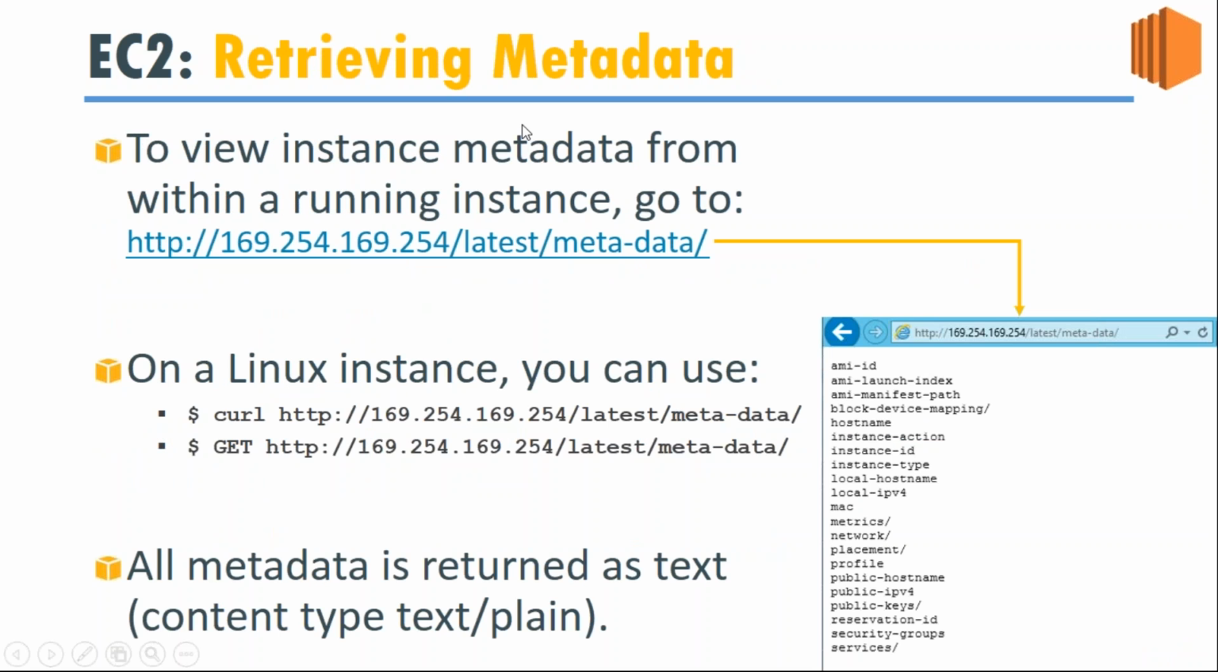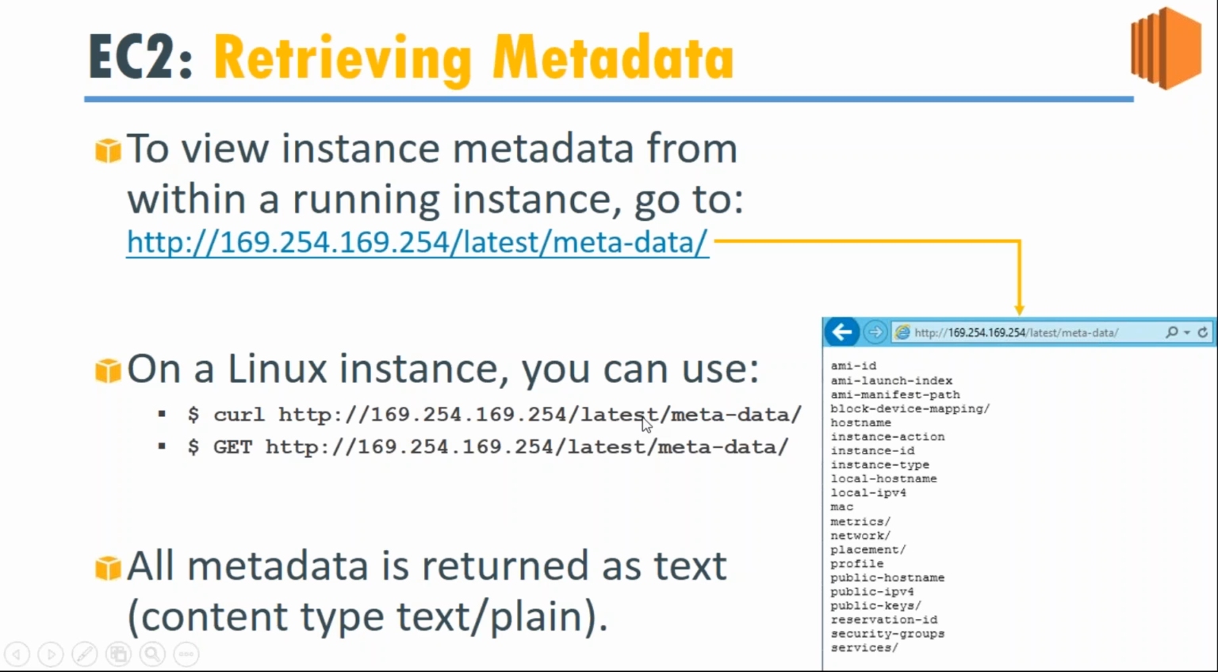If somebody asks you, I want to know what is the AMI ID, that is the Amazon Machine Image ID, or the host name of the server, or what is the instance type, then if you have access to that server, go to the server, open your browser and open this URL. You will find all this information about the server. If you're on a Linux instance, you use either the curl command or a get command from your terminal to get the same data. And all the data is text type.